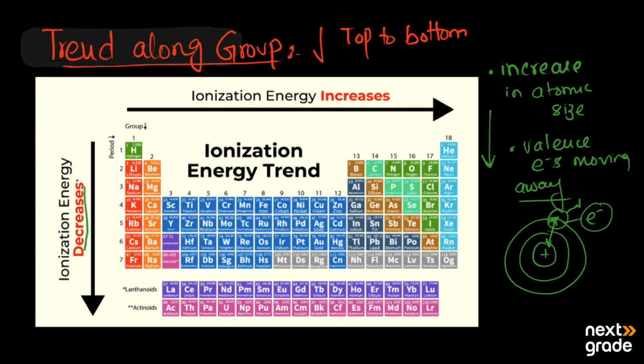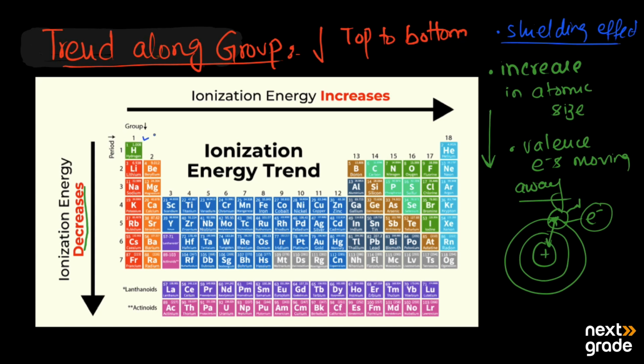So that's why when we move from top to bottom in groups, ionization energy decreases, and the simple reason is the increase in the atomic size, and the other thing is the increase in the shielding effect. So this is the simple example for the trend of ionization energy in the group.